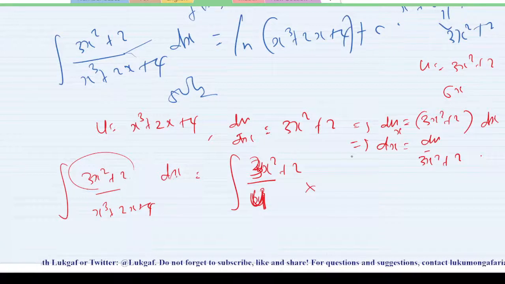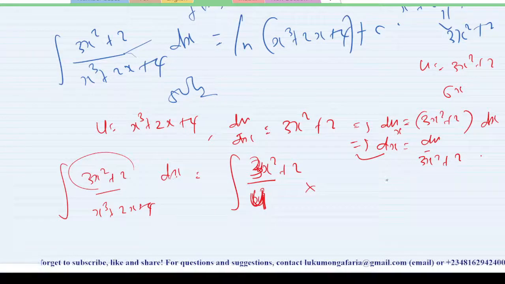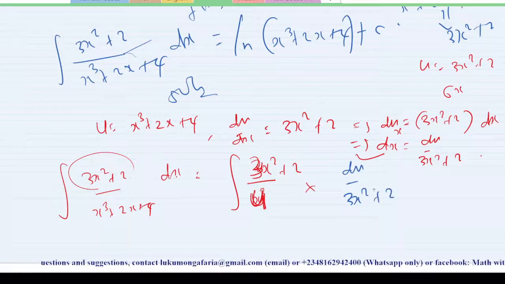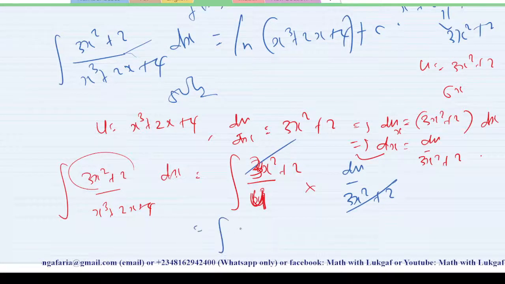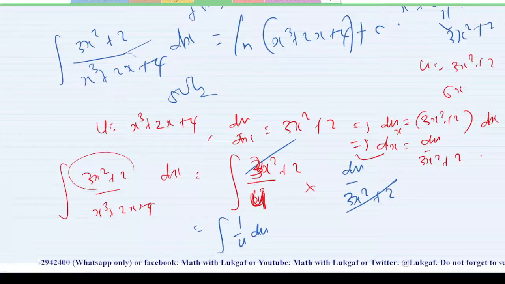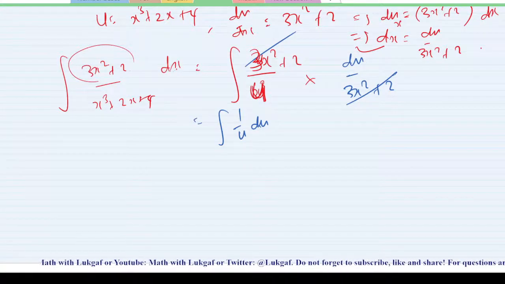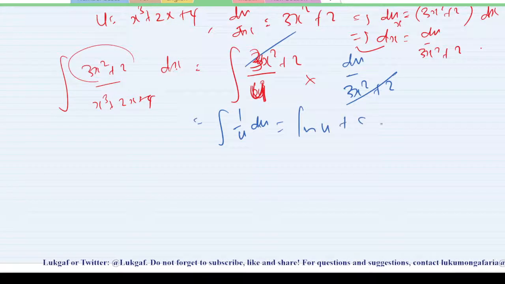What is my dx? You know, this is my dx here. You can also substitute that. Then dx will be du divided by 3x squared plus 2. Then these two will cancel. What are you going to have left? I have 1 divided by u du. And don't forget, what is the integral of 1 over u? You know, the integral of 1 over x is ln x. Then the integral of 1 over u will also be ln u plus c.